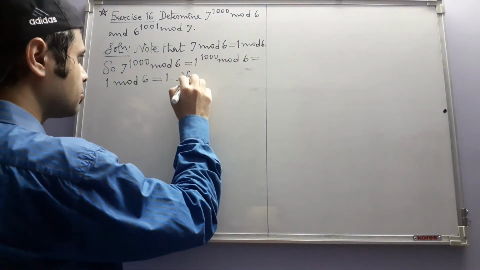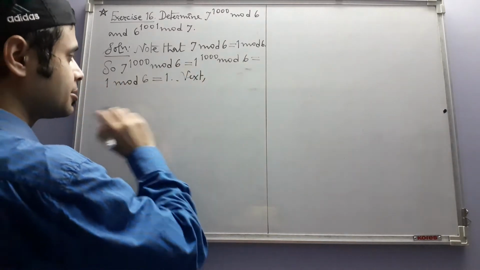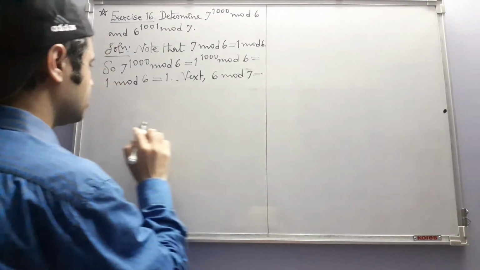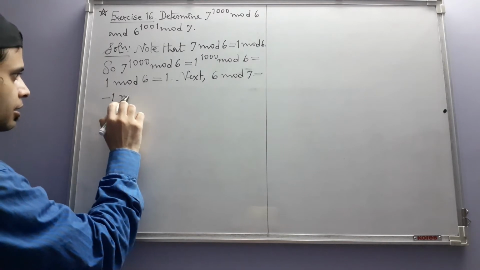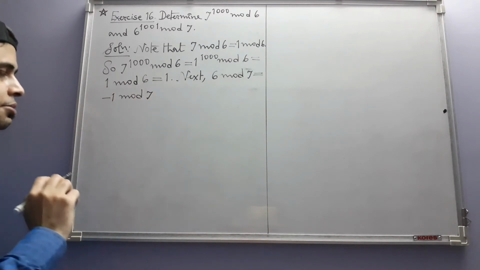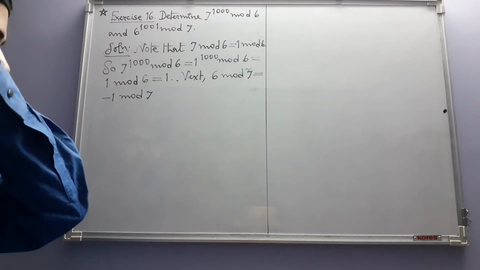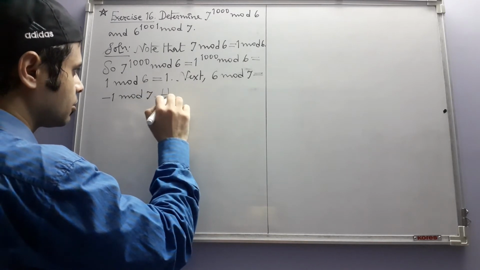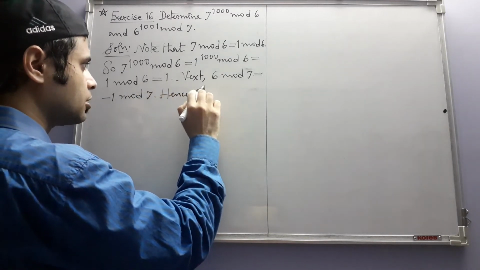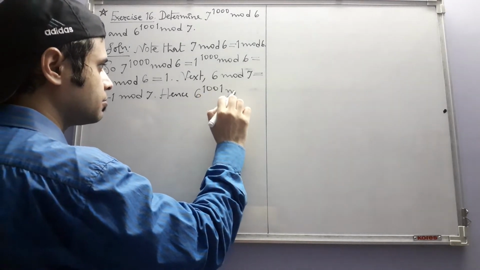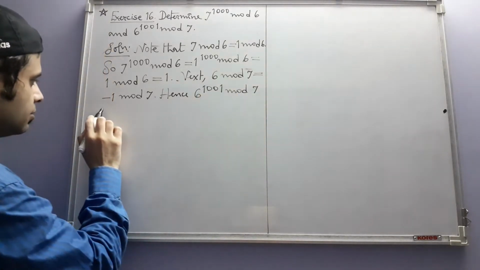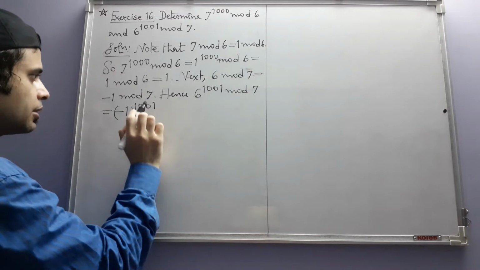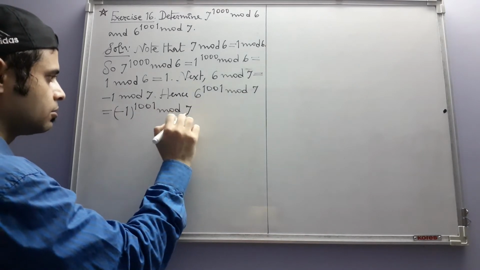Next, in the next one the modulus is 7. 6 mod 7 is equal to minus 1 mod 7 because 6 minus minus 1 is 7, which is divisible by 7, so that's why we have this one. Hence 6 to the power 1001 mod 7 is equal to minus 1 to the power 1001 mod 7.